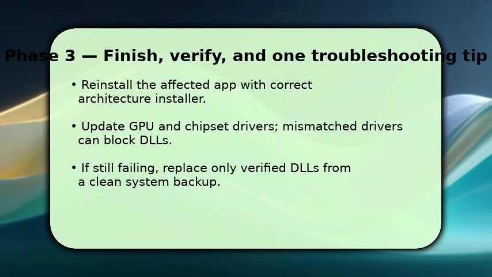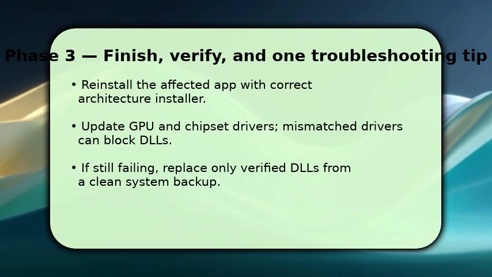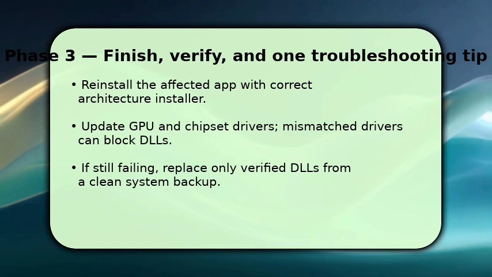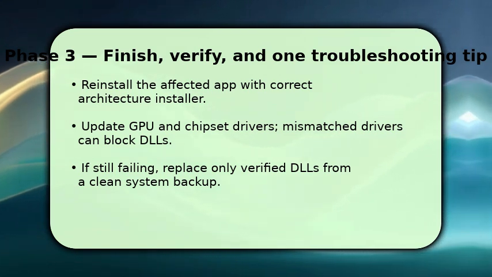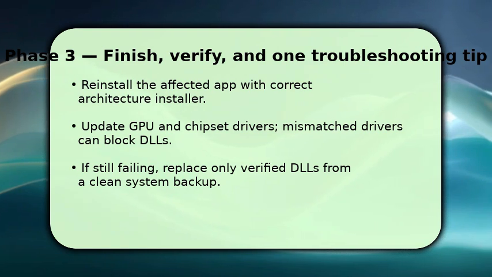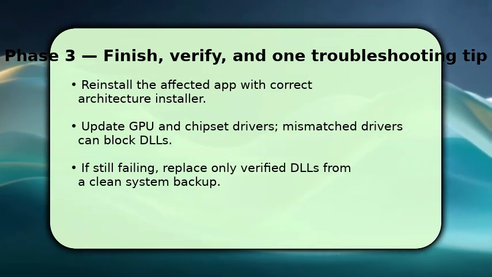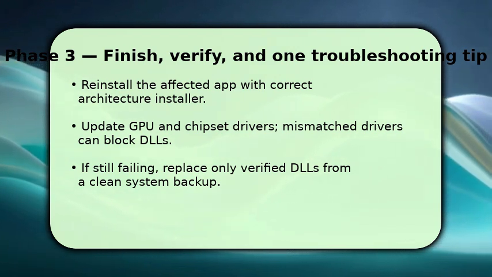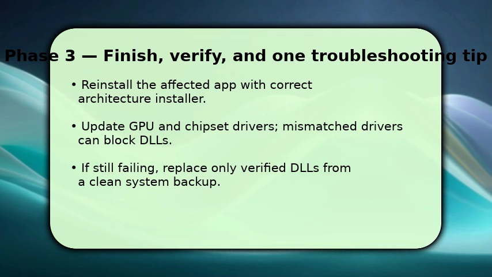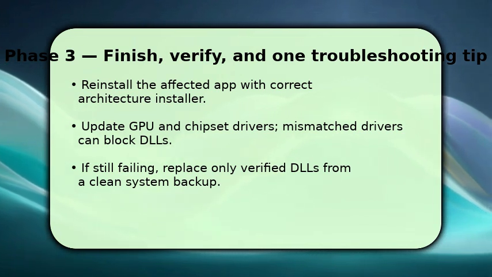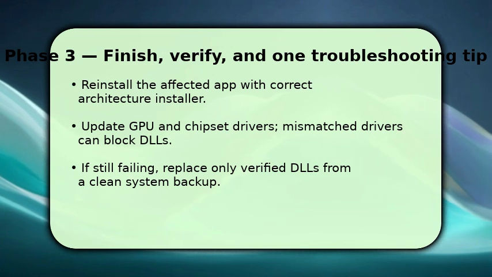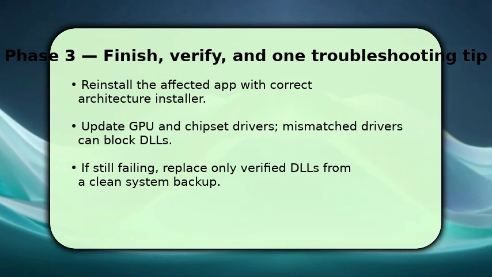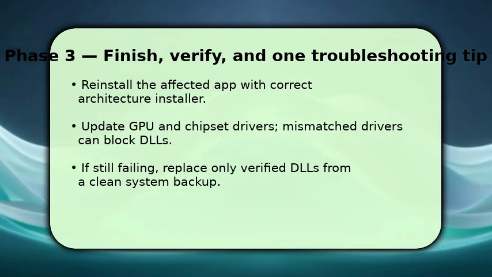You finish by reinstalling the application using the correct 32-bit or 64-bit installer, because reinstalling ensures bundled libraries are written properly. Update graphics and chipset drivers, since driver conflicts can manifest as 0xc00007b at launch. If problems persist, copy only verified, unmodified DLLs from a known good system or use the app vendor's installer. Avoid random internet DLLs. Troubleshooting tip: if the error remains, create a system restore point, then perform a clean boot to isolate third-party service conflicts.